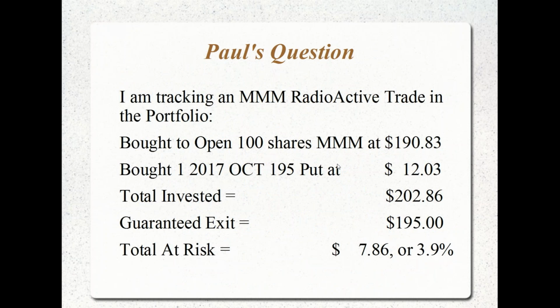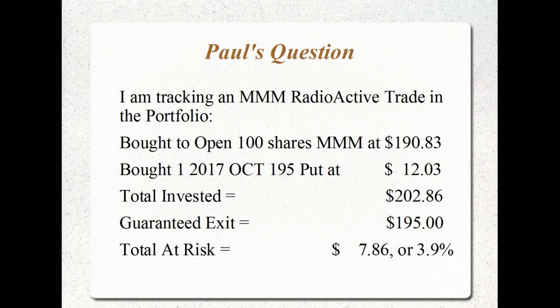Now, Paul's question is he opened a radioactive trade and he's tracking it in the Power Options portfolio. He bought to open 100 shares of 3M with a cost basis of $190.83. At the same time, following the guidelines, the blueprint, and the free webinars that we teach, just the initial structure, he bought an October 195 put at 12.03. This is the proper structure that gives us this limited risk.